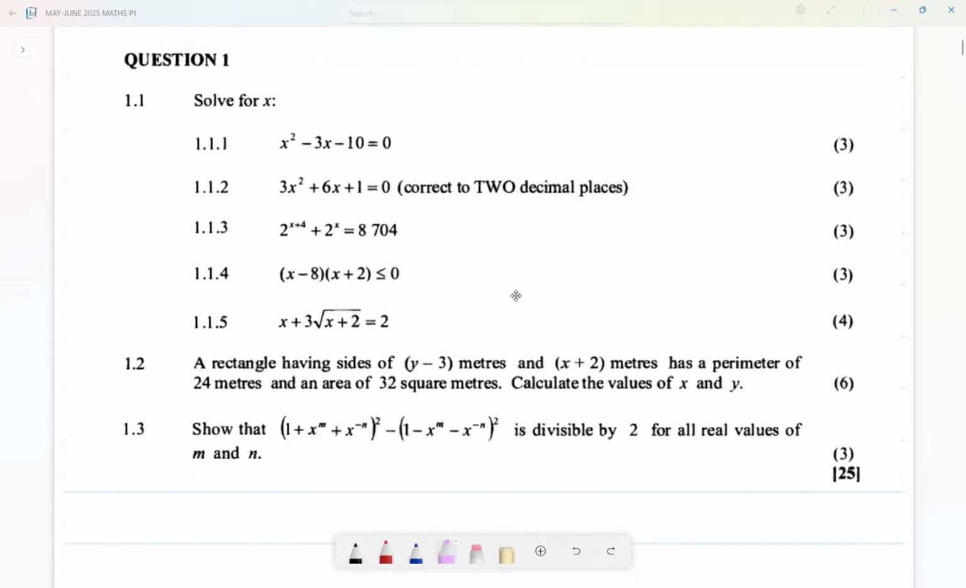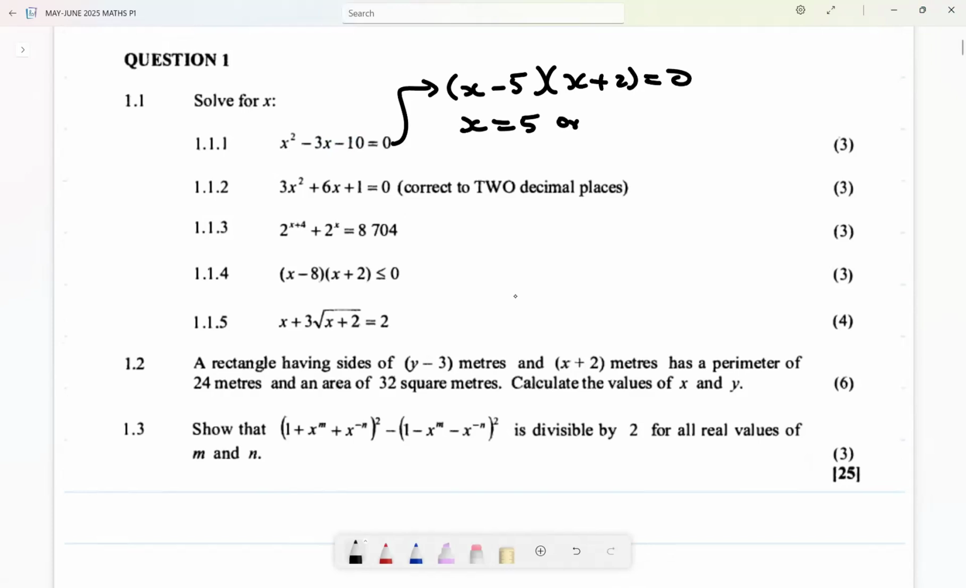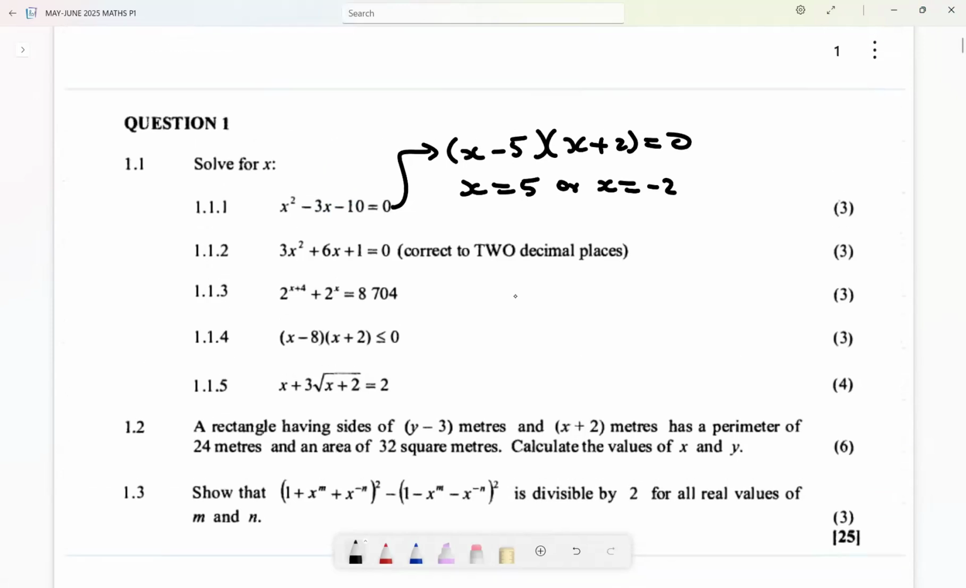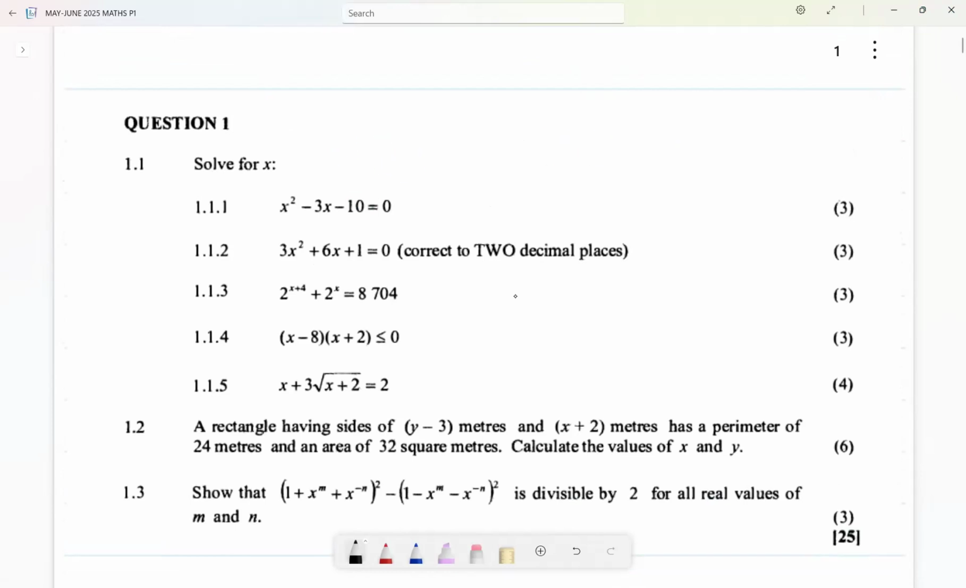Cool. So solve for x. The first ones should be fairly nice. 1.1.1 says x squared minus 3x minus 10 is equal to 0. I'm solving for x. I know factors of 10 such that when I subtract them, they give me 3. It is 5, and 5 should be the bigger number, and 2. Then I have x is equal to 5, or x is equal to negative 2. This one is really beautiful. Let's move on to the second one.